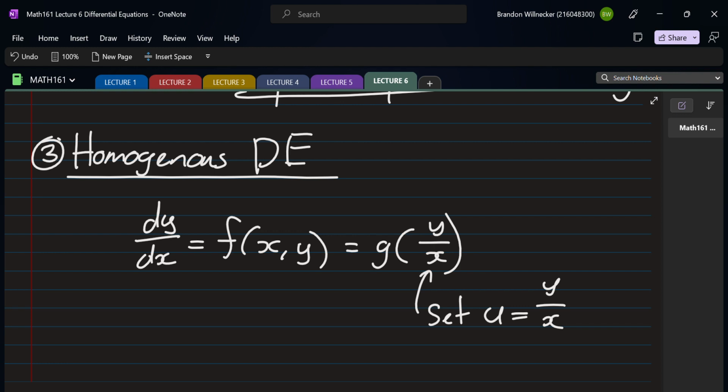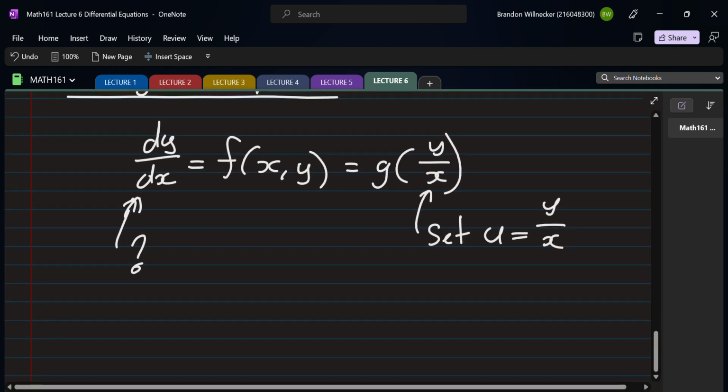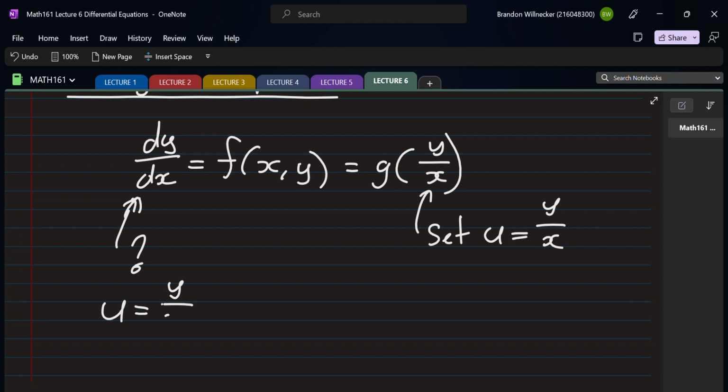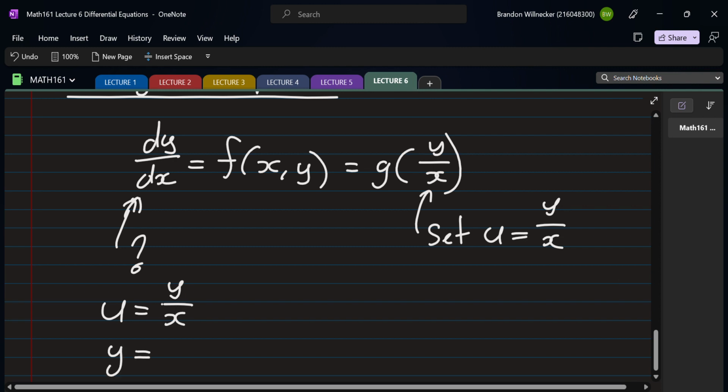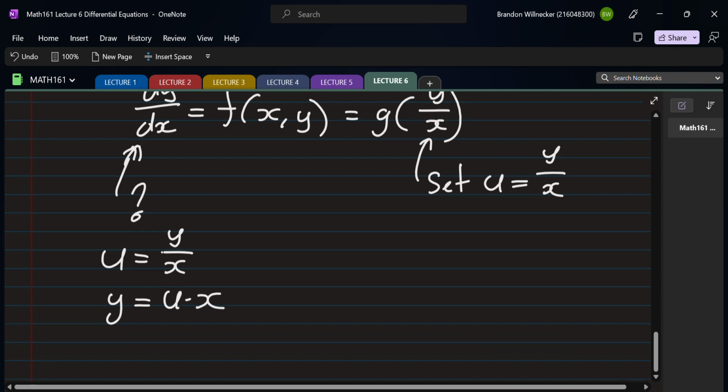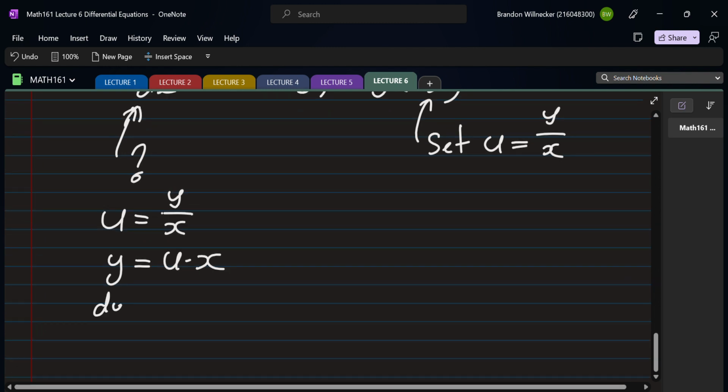So that's for the right-hand side, but for the left-hand side, we still need to find dy/dx. So what is this dy/dx in terms of u? We can just start with the u function. So u is y/x. We can rearrange this to get y equal to u times x. Now we want dy/dx, so let's take the derivative on both sides. So dy/dx is going to be du/dx times x plus u. That's just using the product rule. We differentiate the first one, leave the second term, so du/dx times x, plus we leave the first term and we differentiate the second. So now we've written the dy/dx in terms of u.